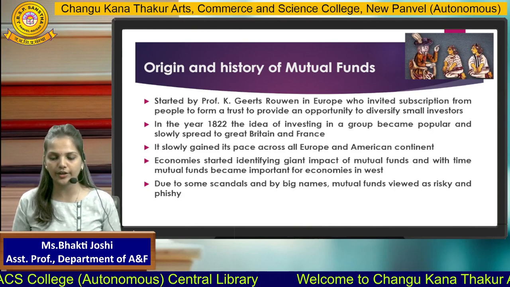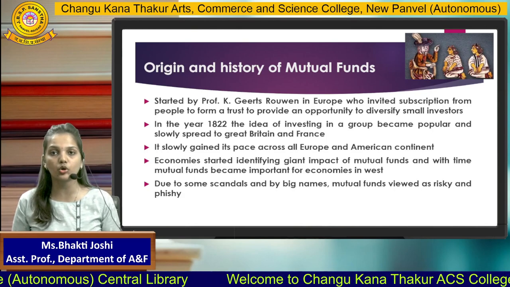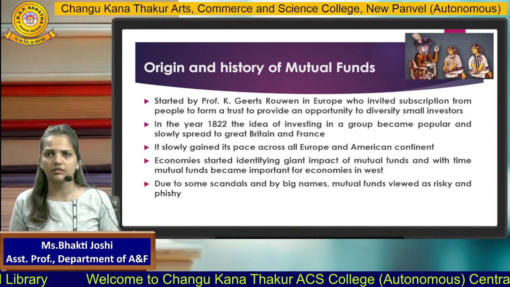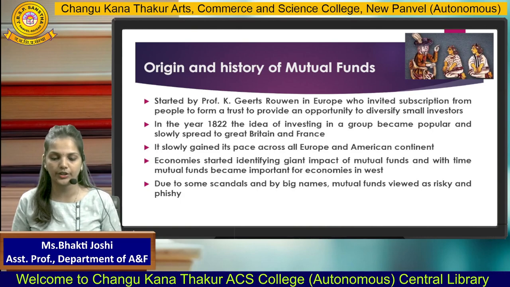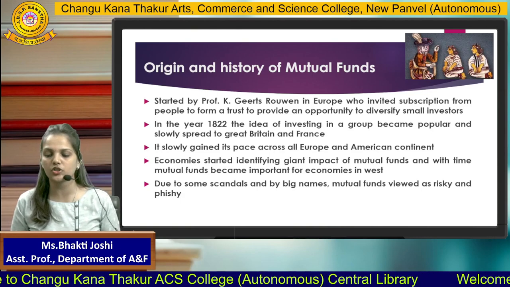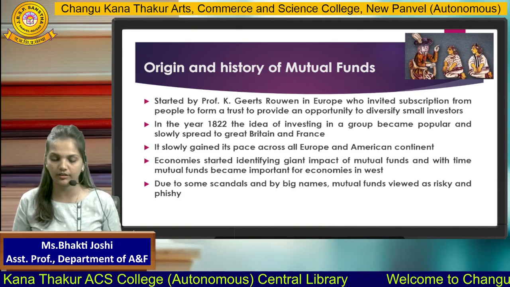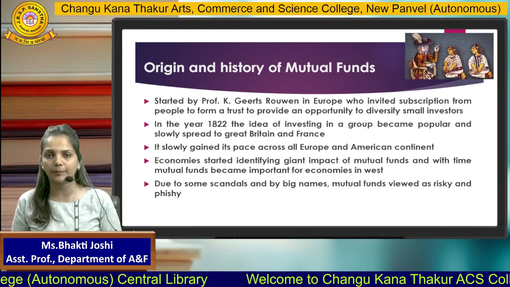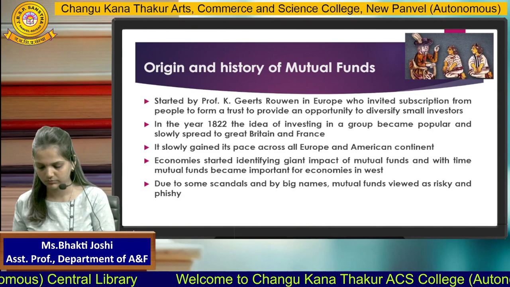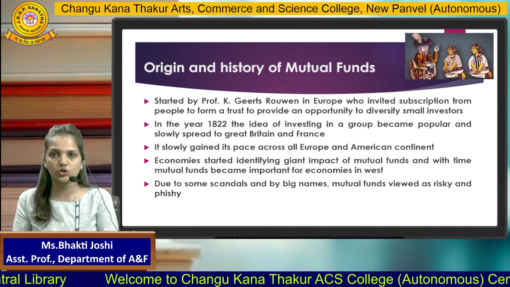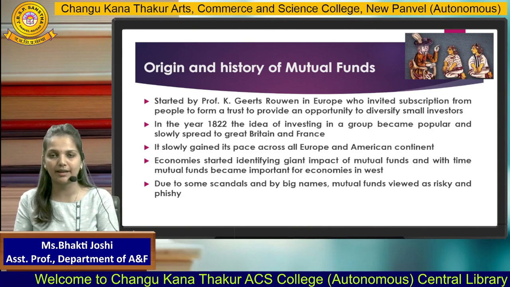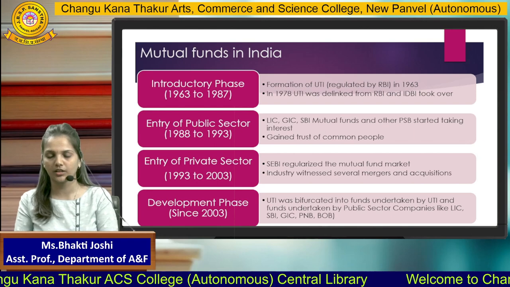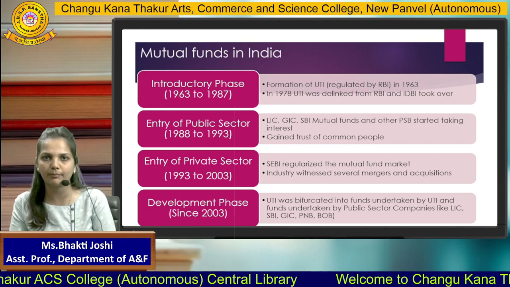In the year 1822, the idea of investing in a group became so popular that mutual funds started gaining people's attention. Then it slowly gained its space across all of Europe and the American continent, and in other Western countries as well. And this is how gradually mutual funds came to occupy a major portion of the economy. Afterwards, due to some scandals by big names, mutual funds were also viewed as a risky and fishy investment. What was the picture of mutual funds in India back then?